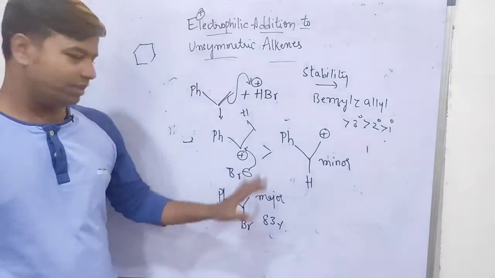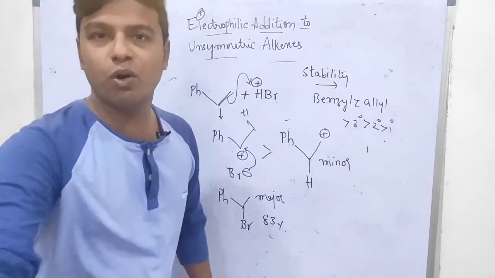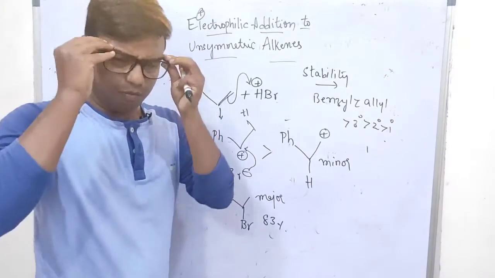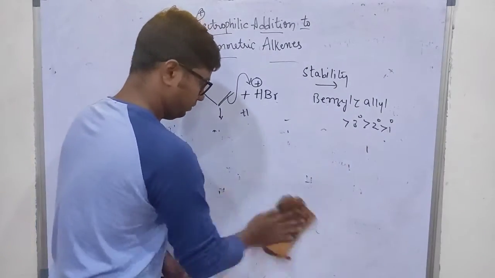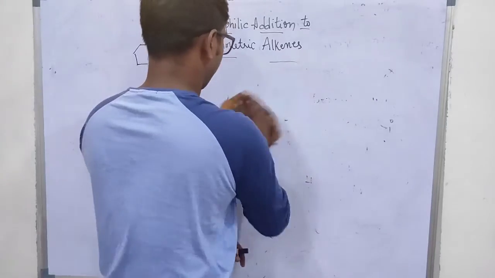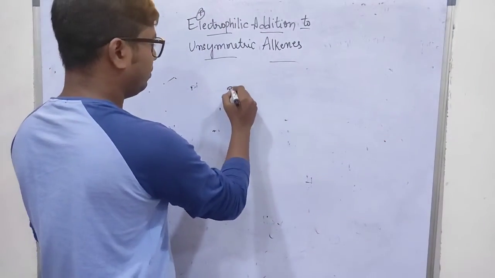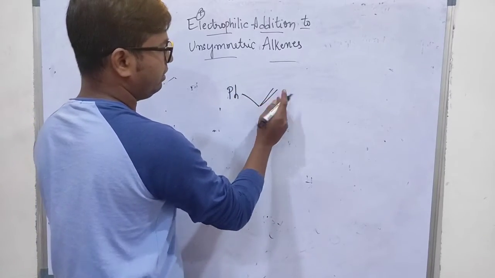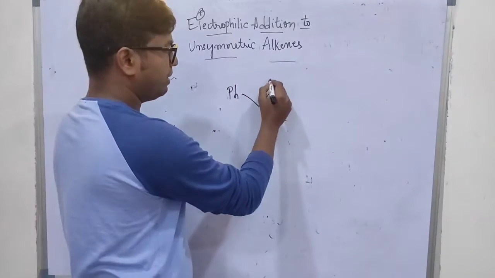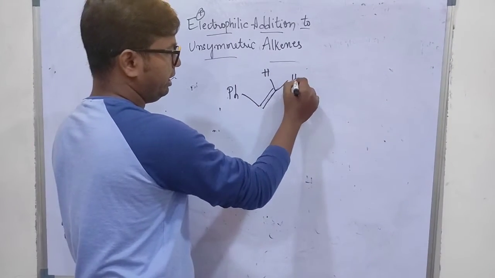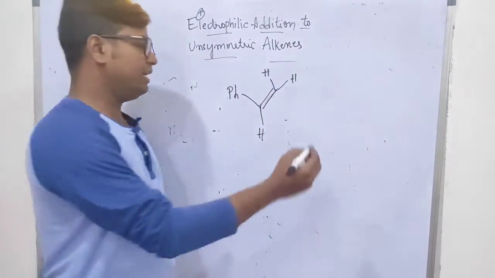So there is one rule you have to understand, which is nothing but Markovnikov's rule. We will see what is Markovnikov's rule. So see this example, same example I am taking. See here, how many hydrogens are present here? 2 hydrogens are present. Am I right? Here, how many hydrogens are present? Only 1 hydrogen is present.